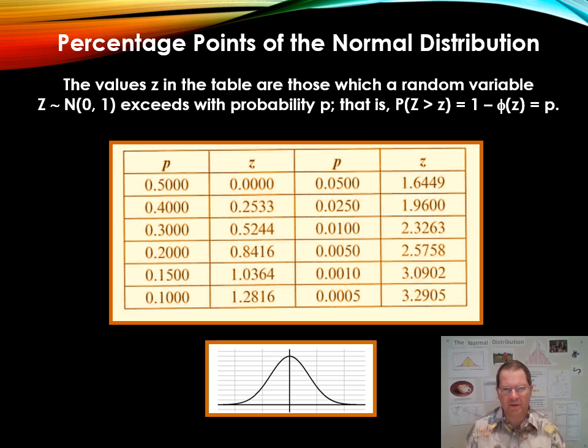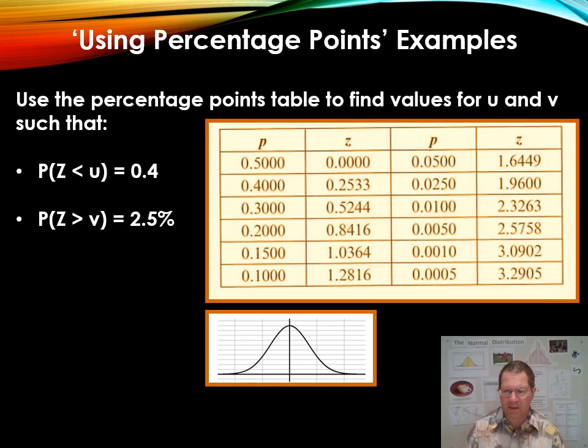Note that this table is for a Z distribution, which is defined as having a mean of 0 and a standard deviation of 1. So let's say that we were asked to find the values of U and V, such that the probability that Z is less than U is 0.4 and the probability that Z is greater than V is 2.5%. So starting with the first one, the probability that Z is less than U gives 0.4. From the table we can see that the value of Z corresponding to a probability of 0.4 is 0.2533.